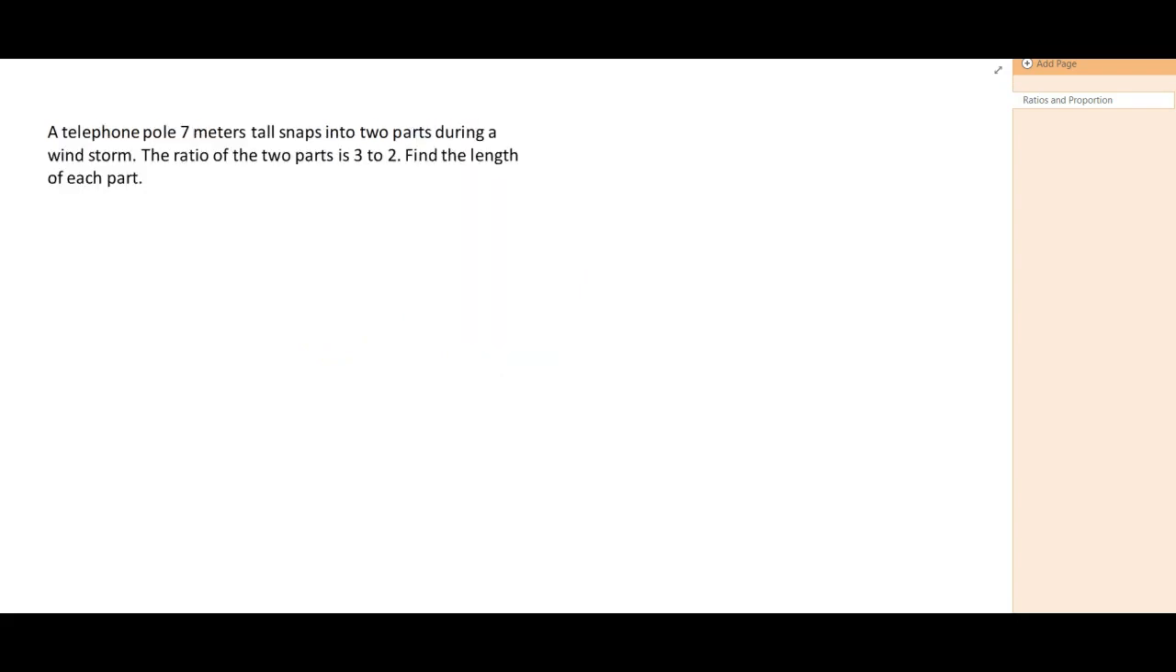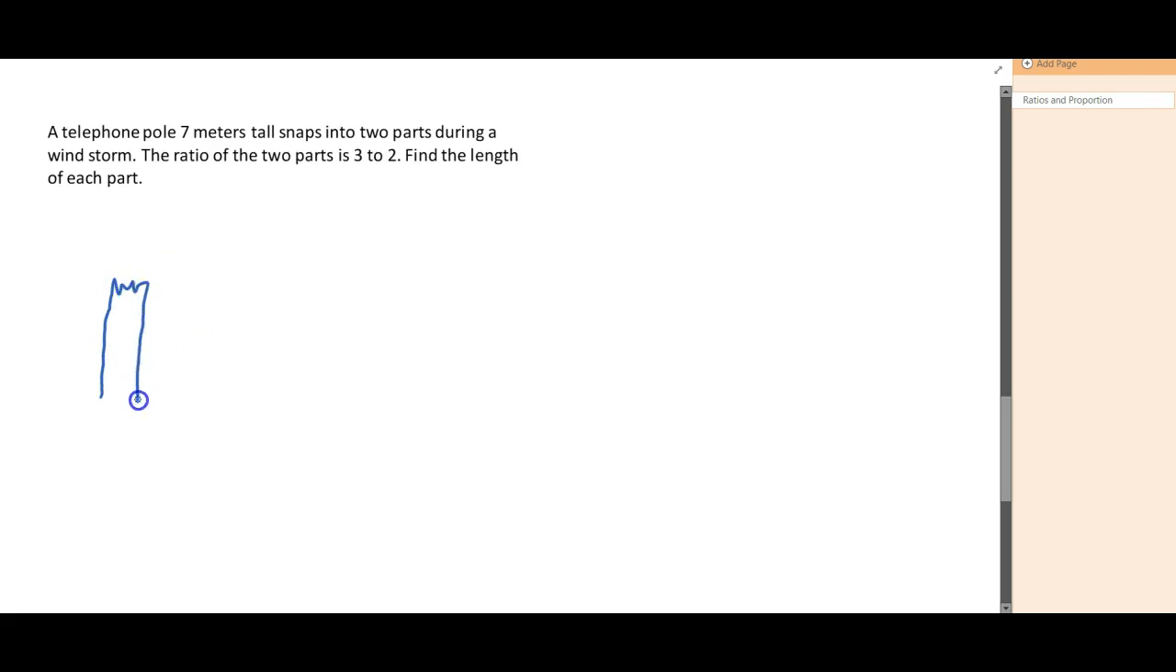Well, let's do some examples. So if I have a telephone pole that's 7 meters tall and it snaps into two parts during a windstorm, and the ratio of the two parts is 3 to 2, then what are we going to say? So here's the pole, and there's a long part, and there's a shorter part. And you'll notice that 3 plus 2 doesn't add up to 7, so we're missing a factor. So this is 3 times some factor x, and this piece is 2 times some factor x.